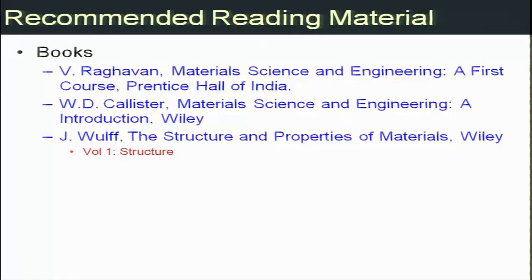Then the second good book is by Callister, which is Material Science and Engineering. Again, it's an introductory book. And the third book is actually a 4-volume set by John Wolfe, Structure and Properties of Materials by Wiley. It's a very old book, perhaps not available very frequently. But the first volume is related to the structure of materials. So it's a very good book if somebody wants to get into a little bit of details.